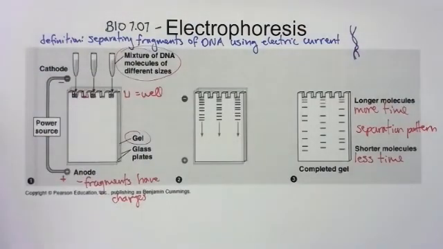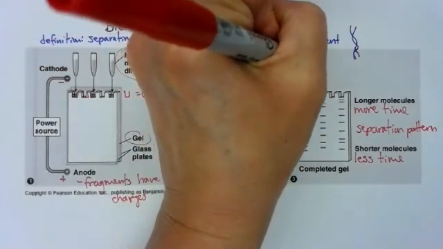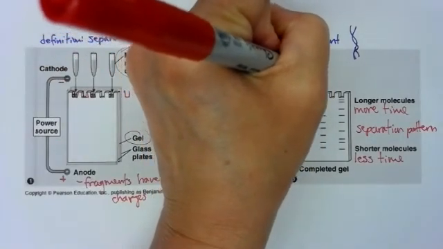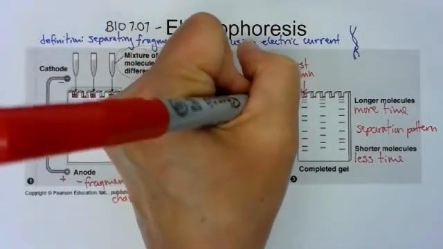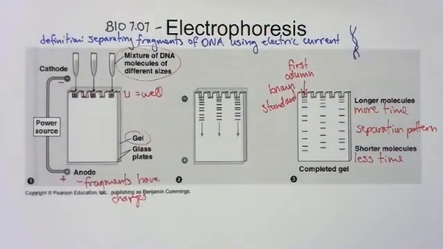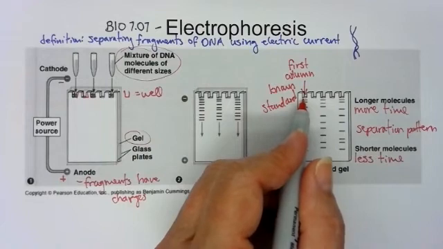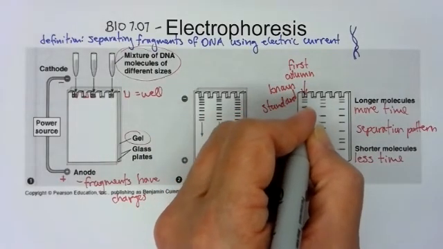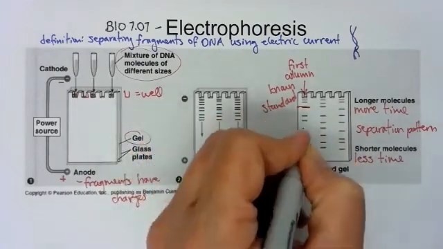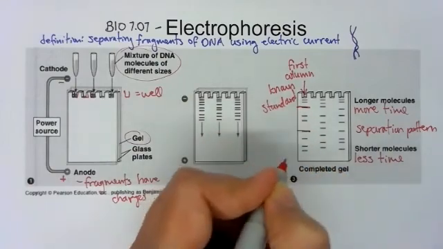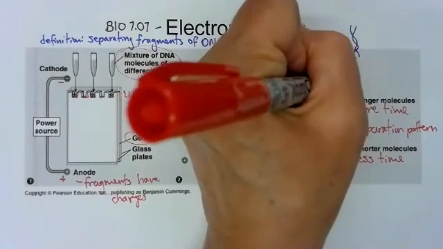Usually we'll make this first column what's called a known or a standard. So the first column is a known or a standard, where we know what fragments it has, and we can measure. We could say, okay, DNA fragment X has this length, or goes to this point, and fragment Y goes to this point, and fragment Z goes to that point. And we can use that to compare them. We put unknowns here.